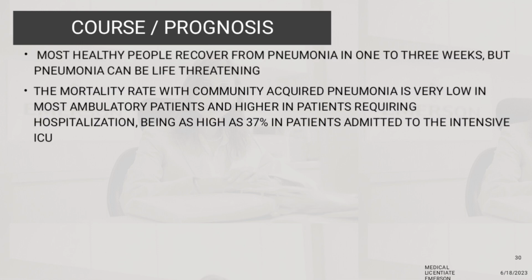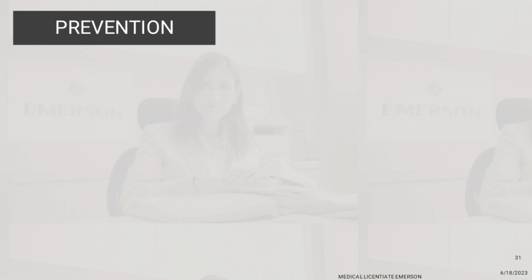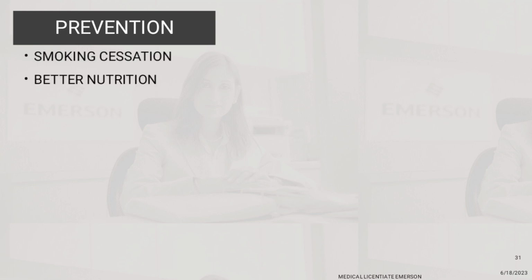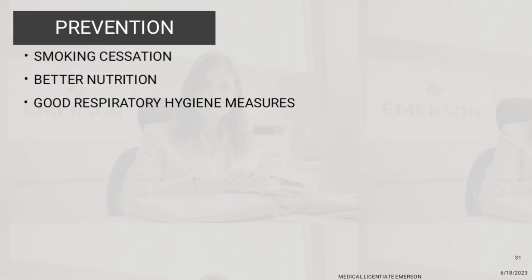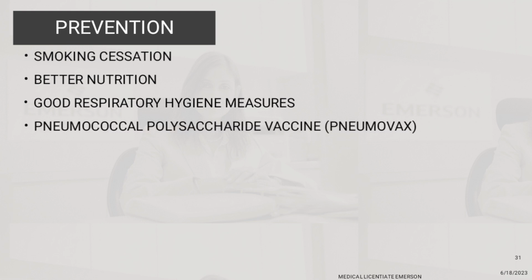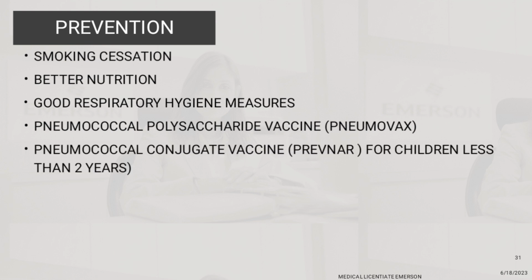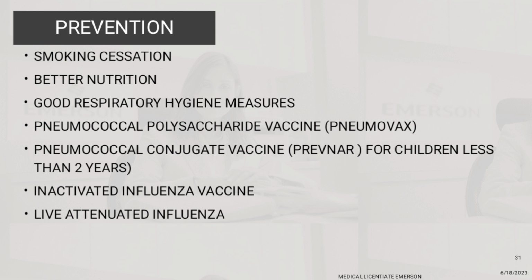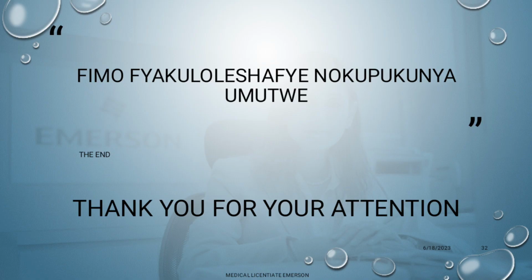Okay, then that's the prognosis. Then prevention, if patients smoke, tell them to stop smoking, better nutrition, good respiratory hygiene measures. Then if they are not vaccinated, we can also vaccinate them with the pneumococcal polysaccharide vaccine, which is Pneumovax, or a pneumococcal conjugate vaccine such as Prevnar for children less than 2 years. Then you can also give them inactivated influenza vaccine or a live attenuated influenza vaccine.